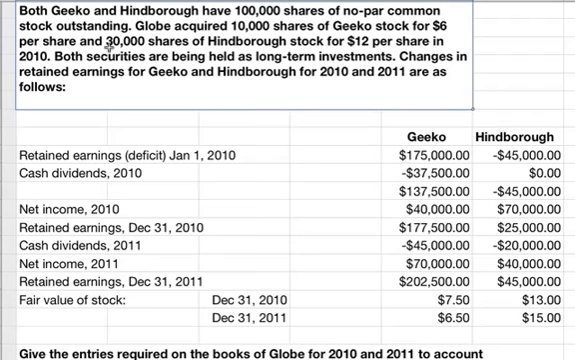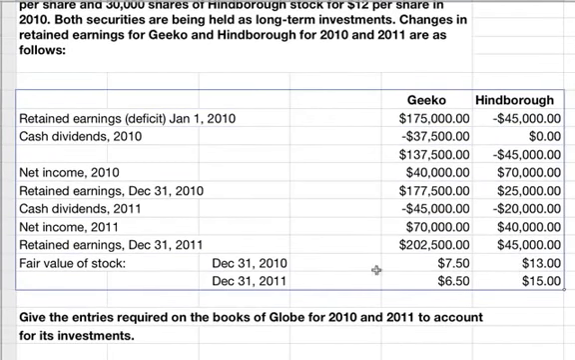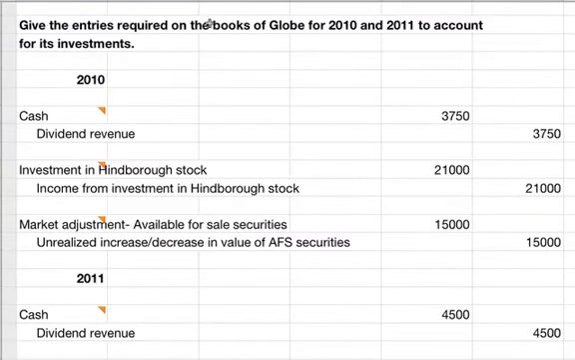So this is going to be held as an equity security for Globe. These two things are accounted for differently, and that's obviously what this problem is about. Here's the financial information for these two companies for the 2 years, 2010 and 2011. What the problem wants us to do is give the entries required on the books of Globe for 2010 and 2011 to account for its investments in Geco and Hinbro.